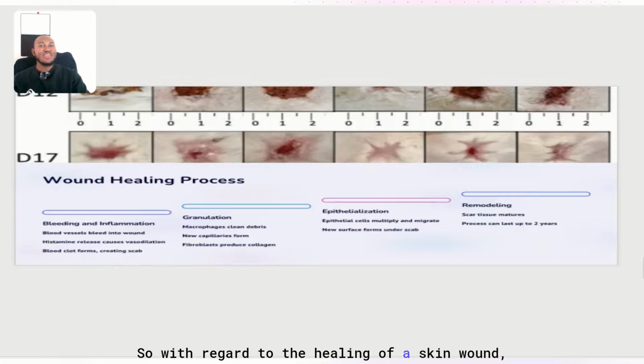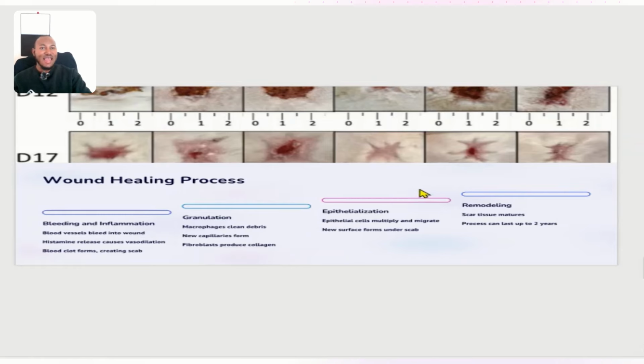Now, there's a question that asks about skin healing. With regard to the healing of a skin wound, what is the function of macrophages? Under granulation, we say macrophages clean debris, before fibroblasts start forming collagen. They remove unwanted things; they digest and phagocytize any debris. That is your answer. Where do we see collagen? Tendons, ligaments, and deeper portions of the skin. Remember that. It's very, very important that you know this.